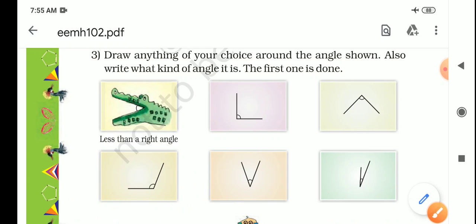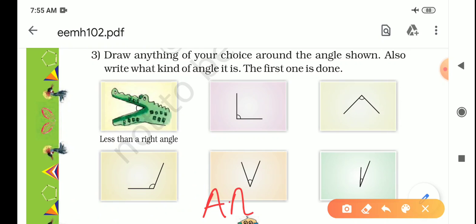Then next figure, in the fifth picture, what is given? This picture is less than right angle, as you know that it is V type and less than 90 degrees. So what will we write here? This is an acute angle. You can write here AA, that means acute angle. And by taking the acute angle, what can we draw here? We can draw an ice cream cone, as ice cream cone is the favorite of all students.